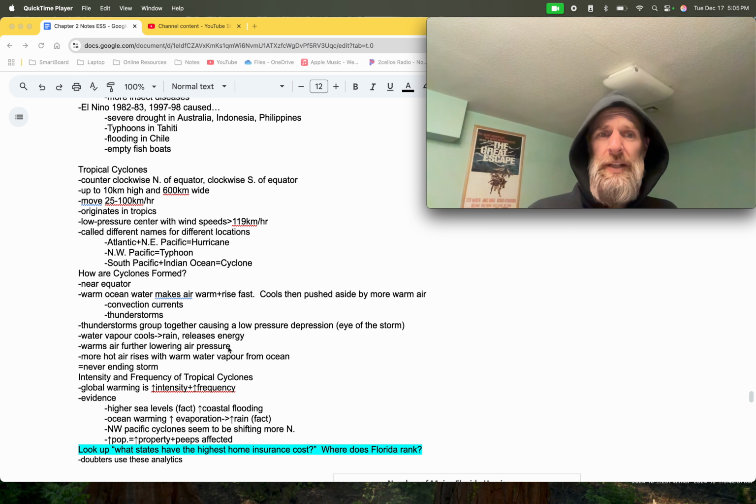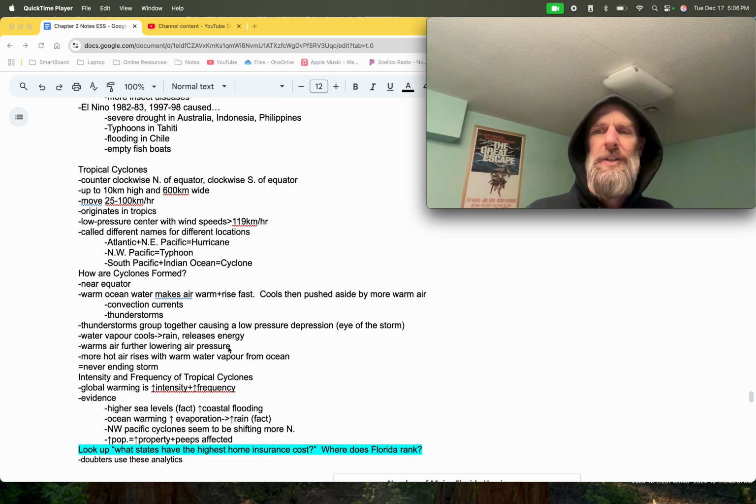So how are cyclones formed? Near the equator. Heat, basically. Warm ocean water makes air warm and rise fast. It cools, then pushes aside more warm air. This is a convection current. It gets convection currents going there. It's thunderstorms, stuff along those lines. Thunderstorms group together, usually around the eye, causing a low pressure depression, the eye of the storm.